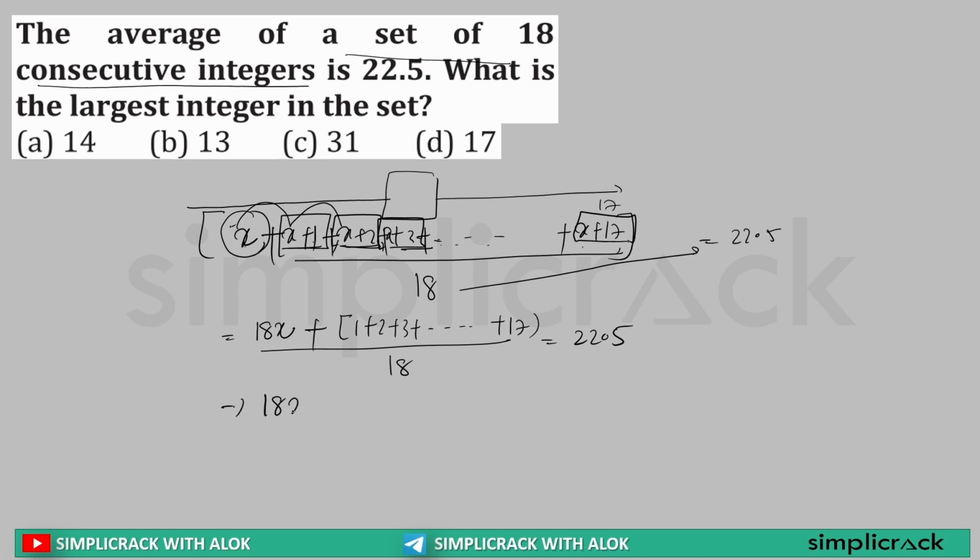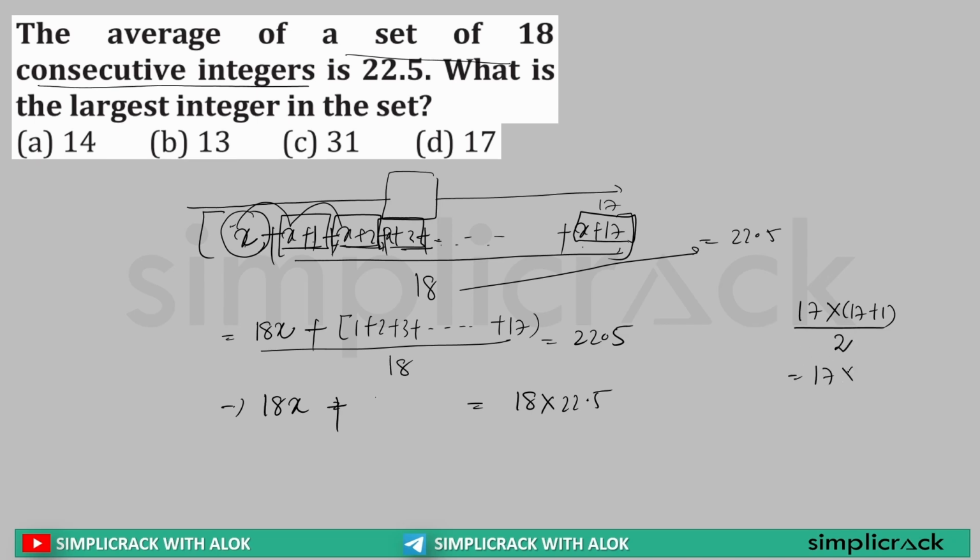Now this can be written: 18x plus this amount is equal to 18 into 22.5. Yes or no? Now understand this. The sum of 1 to 17 consecutive numbers is equal to 17 into 17 plus 1, that is n into n plus 1 by 2.